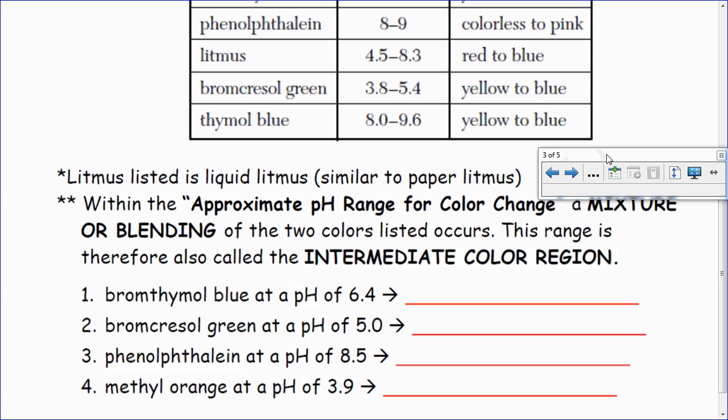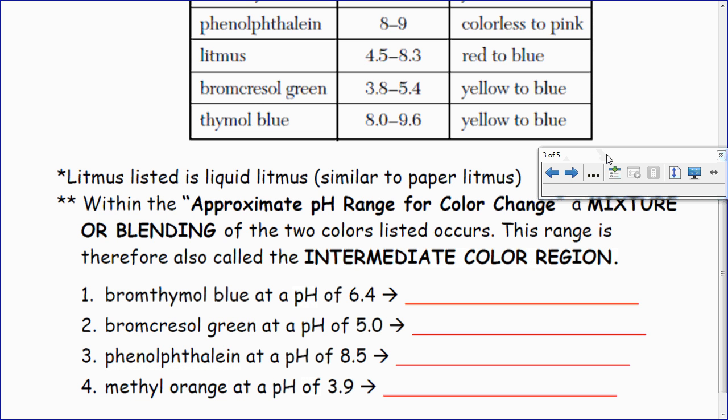beware. With an approximate pH range for color change, a mixture or blending of the two colors listed occurs. So, yellow to blue looks a little bit green, red to blue looks a little bit purple. This range is therefore also called the intermediate color region. So in between these pH changes, you have a little bit of obscurity as to what color these things turn.